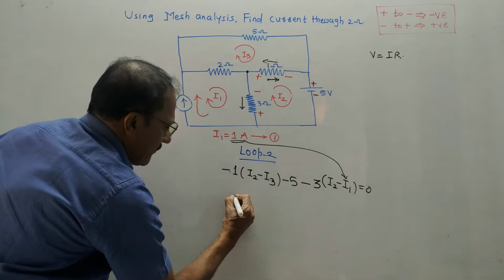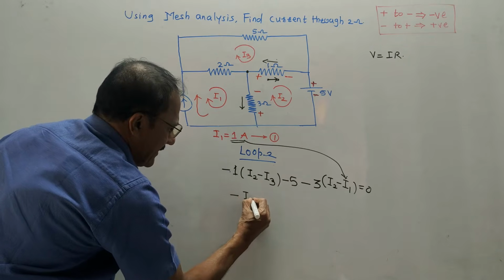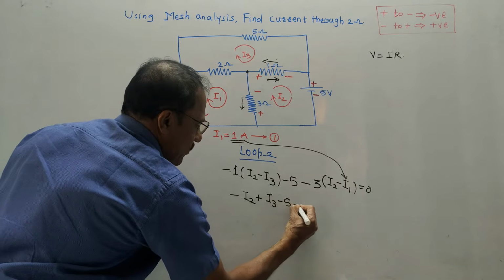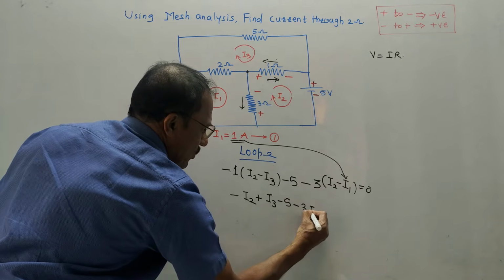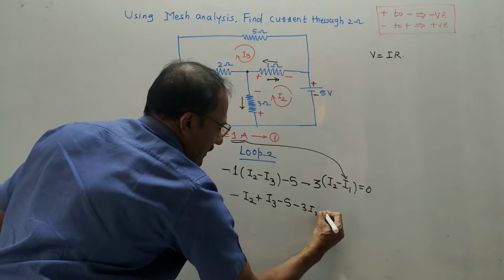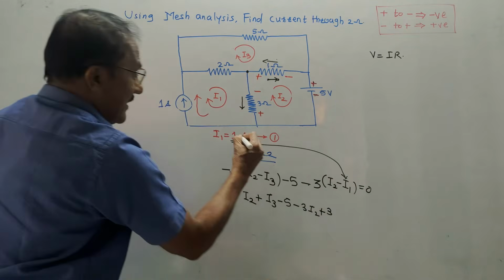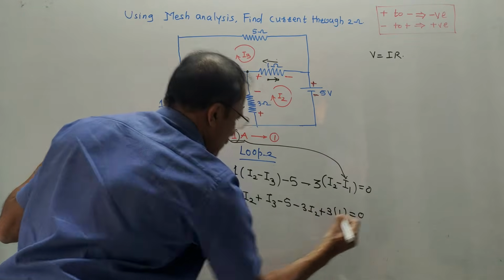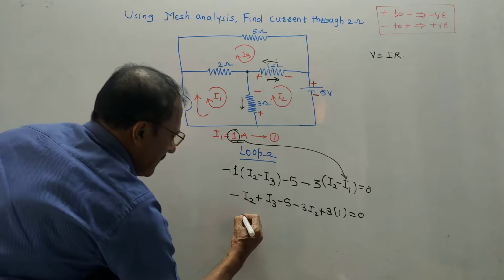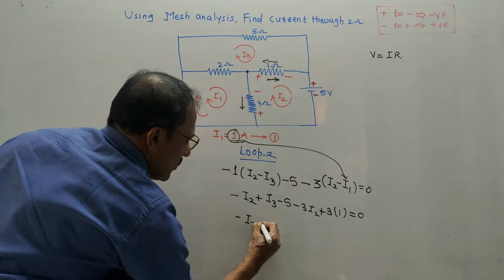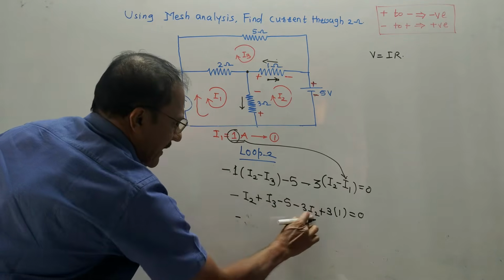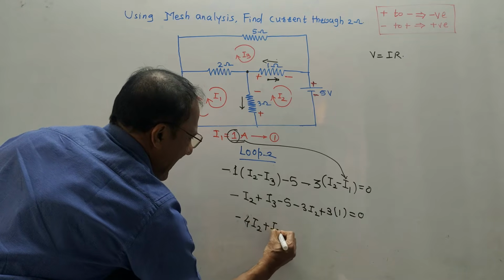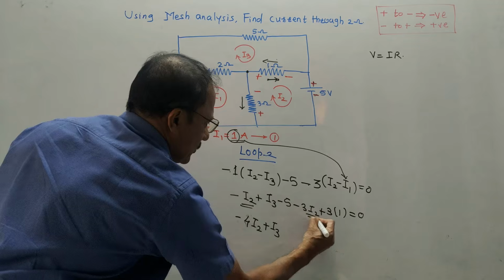So I will simplify this equation. It becomes minus I2, minus minus becomes plus I3, minus 5, minus 3I2. Then this minus minus becomes plus 3 I1. I am putting the value of I1, that is 1. So 3 into 1 is 3. Let us simplify it further. So it is minus I2, this minus I2 and minus 3I2 can be combinedly written as minus 4I2 plus I3.